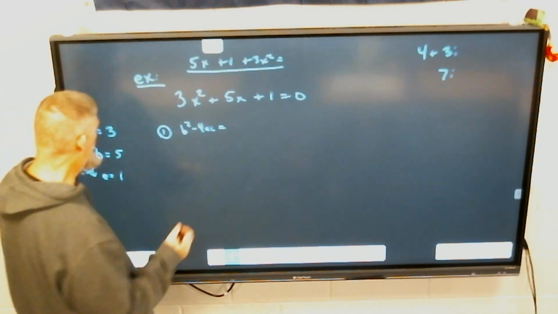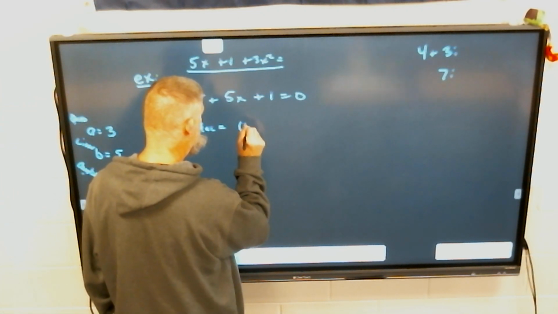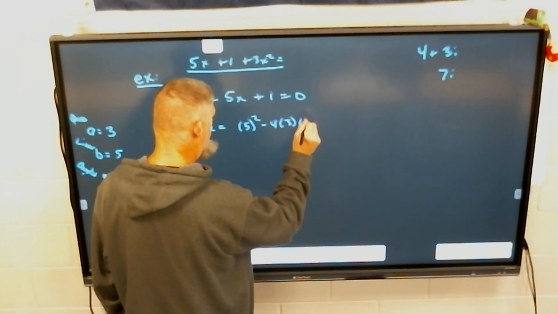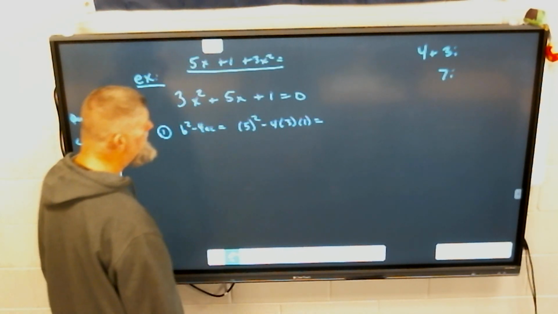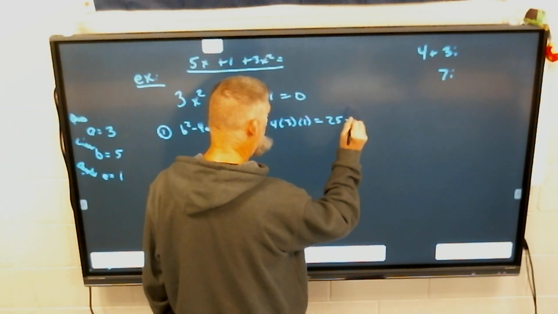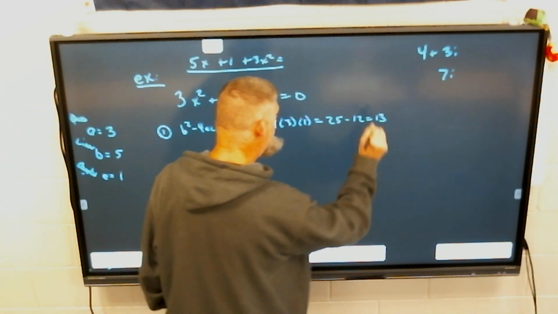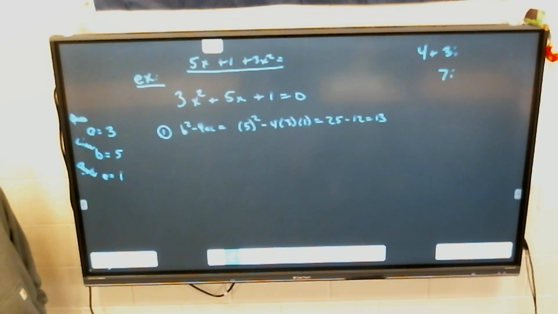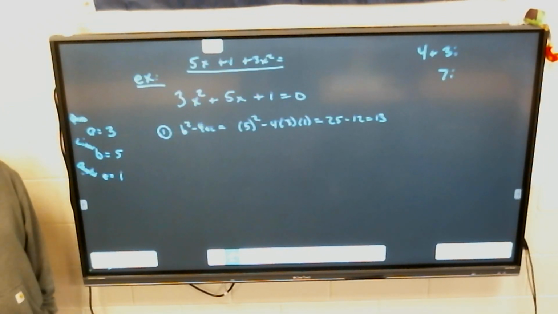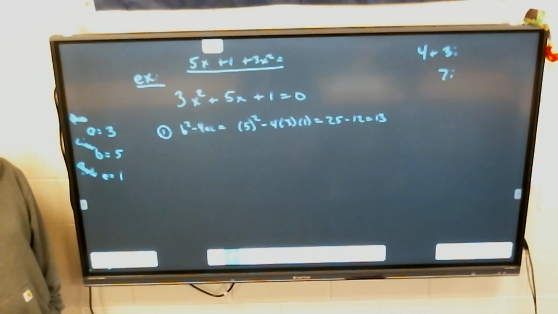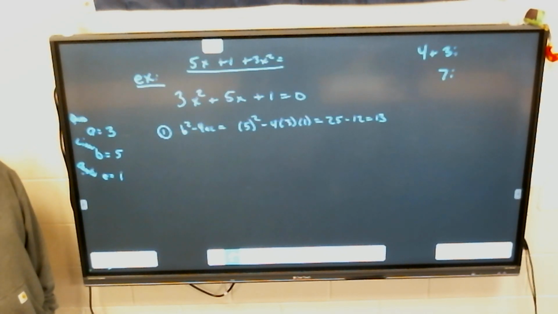So then we plug it in. So we have b squared minus 4 times a times c, and we multiply it out. So 25 minus 12. So what type of answer am I going to have? I end up with 25 minus 12 is 13. My discriminant is greater than 0, it's positive. So what type of answer will I have?